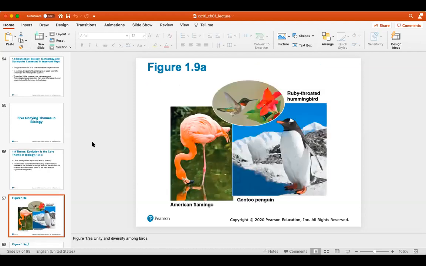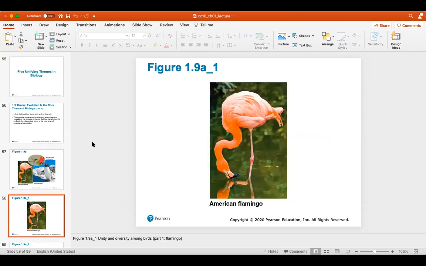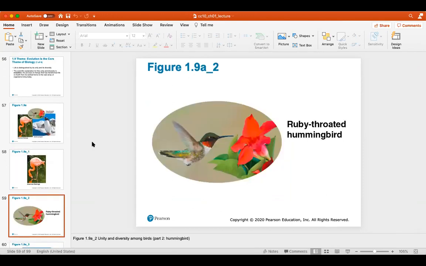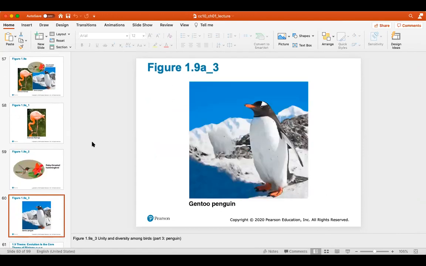And we can see the unity and diversity among birds, all the different types of birds, which is kind of cool. The American flamingo is my 3-year-old's favorite, the hummingbird, and then the penguin.